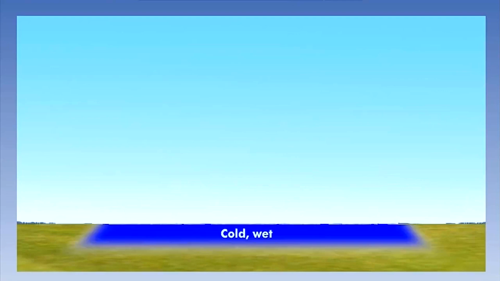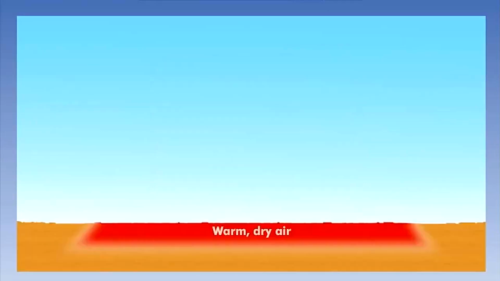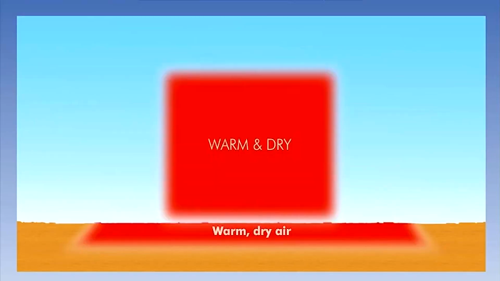For example, if the surface of the Earth is cold and wet, then the overlying air will eventually, given enough time, also become cold and wet. Likewise, if the ground is warm and dry, and the air overlying it remains there for long enough, it too will become warm and dry.